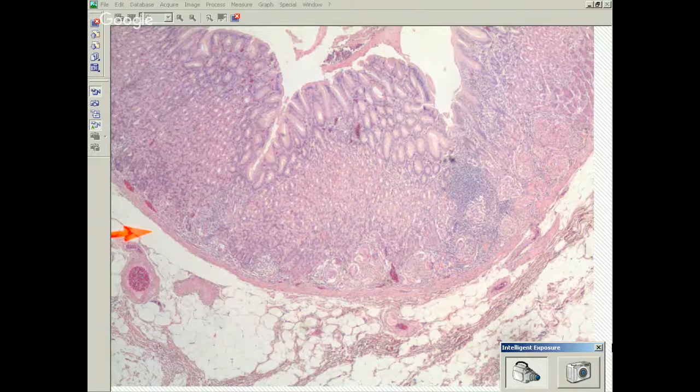So I don't know if you had a chance to look at the slides, but on low power, this is what this patient's sleeve gastrectomy looked like. Any ideas? Or what do you see? Just this patient's history, just a sleeve gastrectomy. Yeah, sleeve gastrectomy for morbid obesity.